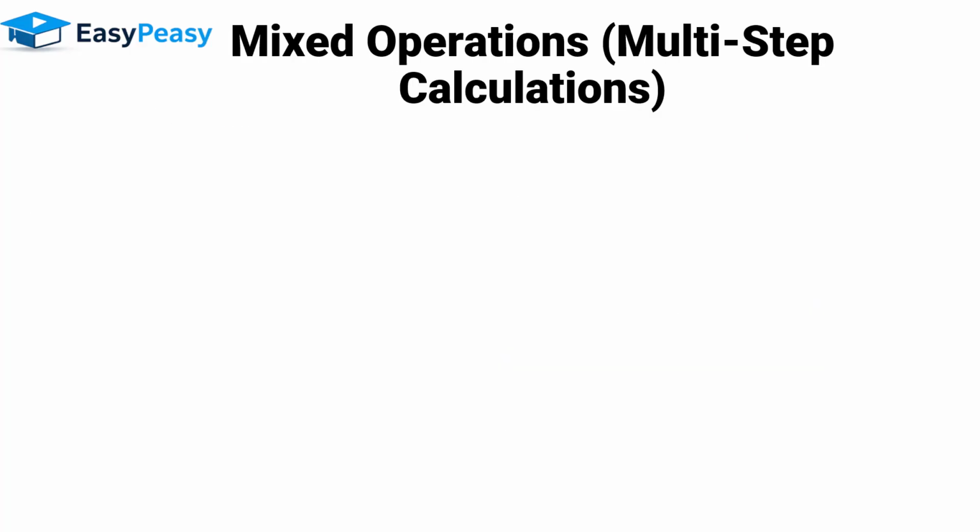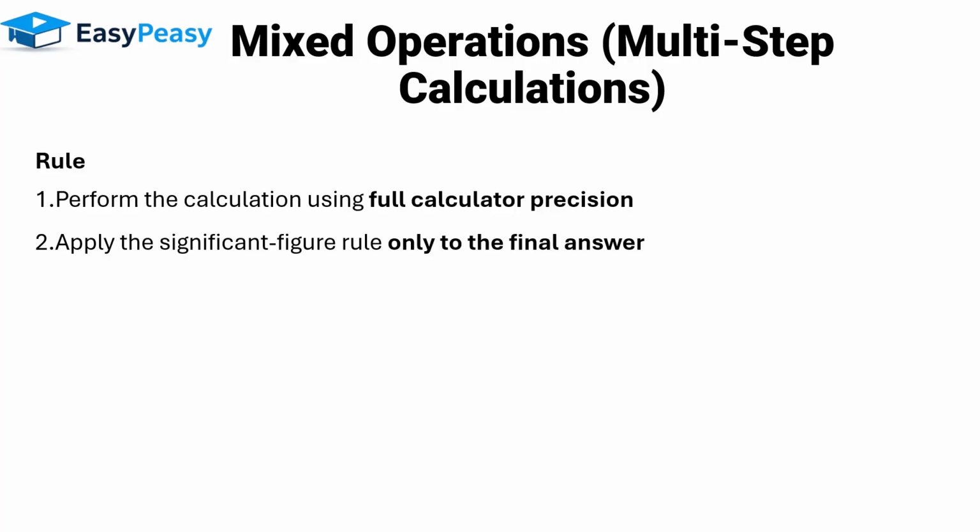Okay, let's talk about mixed operations. So we will do the addition and subtraction with multiplication and division. The rule says perform the calculation using full calculator precision and apply the significant figure rule only to the final answer. Let's take an example.